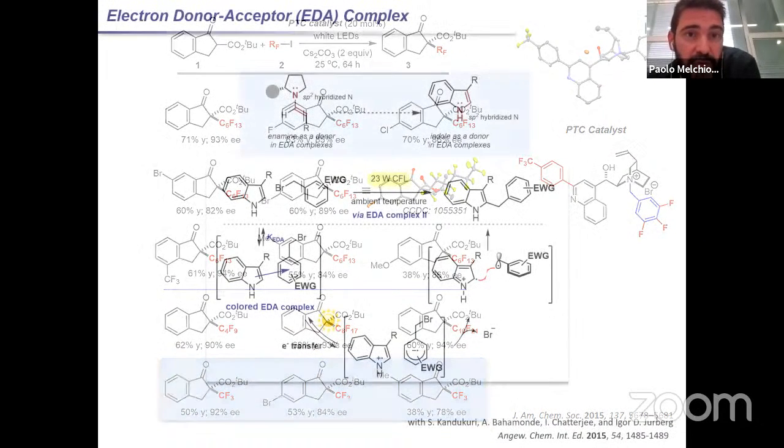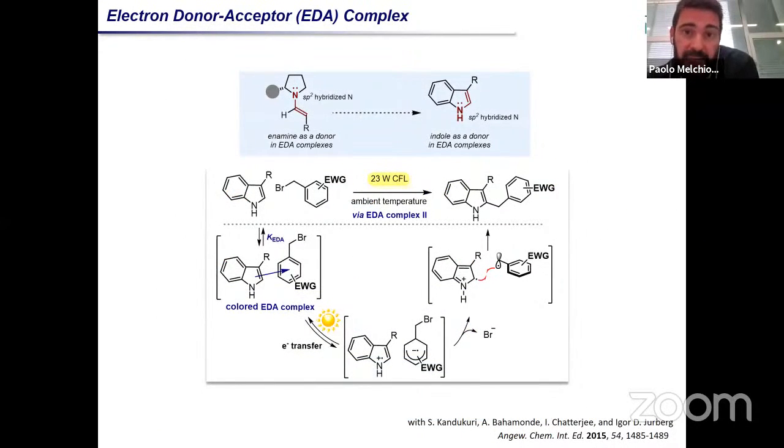Next, we tried to look for other donor compounds other than enamines that could engage in EDA complex formation with electron-poor alkyl halides. And in particular, we focused on indoles. It is indeed quite clear that the indole resembles electronically the enamines. It is electron-rich. In principle, it can form an EDA complex. If you shine light over the EDA complex, you induce the formation of these two radicals in close proximity. The net reaction will be the alkylation of the indole at the two carbon atom.